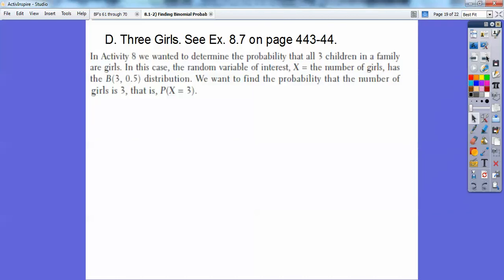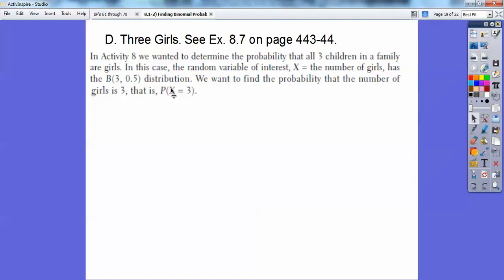Here's a family that wants to have 3 girls. We want to determine the probability that all 3 children in a family are girls. We're making the assumption that it's 50-50 on girls versus guys. I know, if you study genetics, depending on the family, it sometimes isn't 50-50, but we're going to make the assumption that it is 50-50. So this is a binomial, whether it's a girl or not a girl, with 3 kids and 50-50 on that.